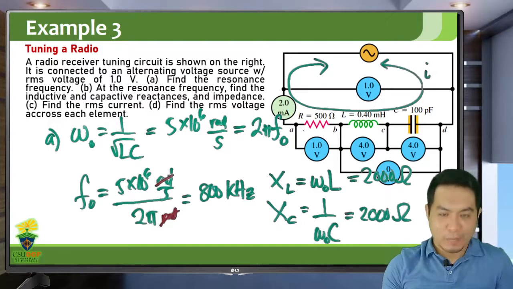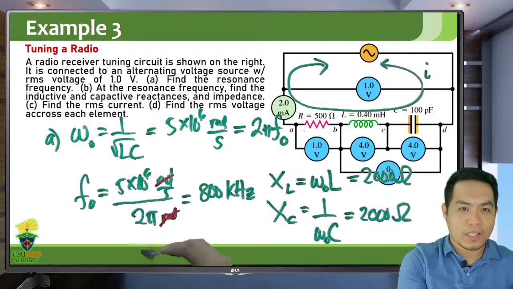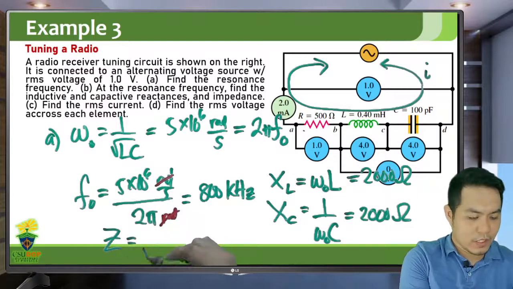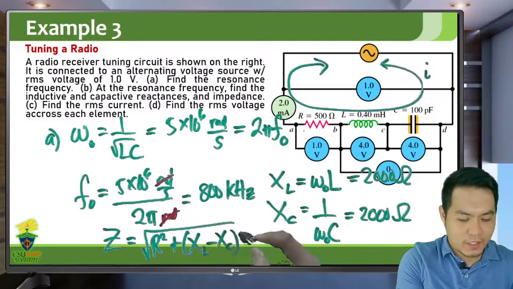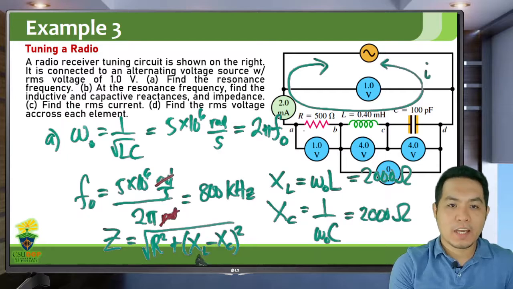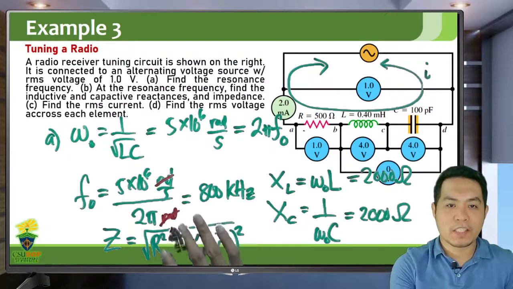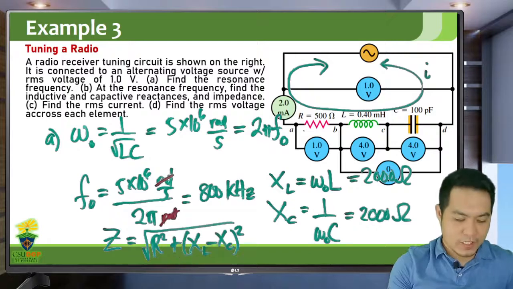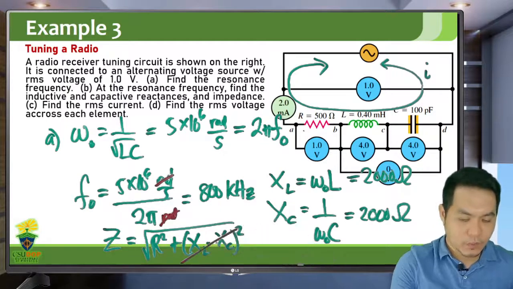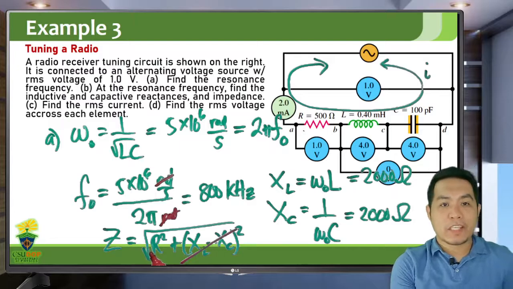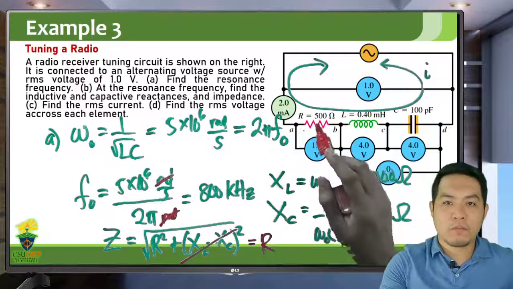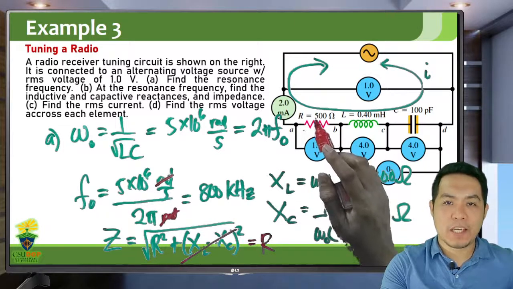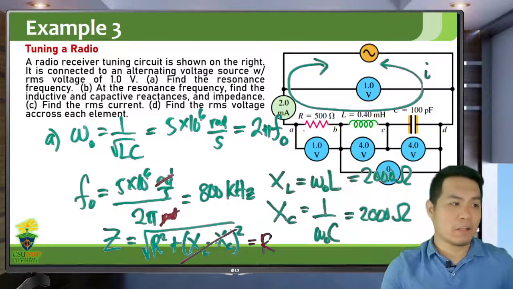So how about for the impedance? To solve for the impedance Z, it's just the square root of R squared plus (XL minus XC) squared. But since XL and XC are the same, XL minus XC is 0. So the impedance is just the square root of R squared, or R, where R is equal to 500 ohms. The impedance is equal to R, 500 ohms. That is for letter B.